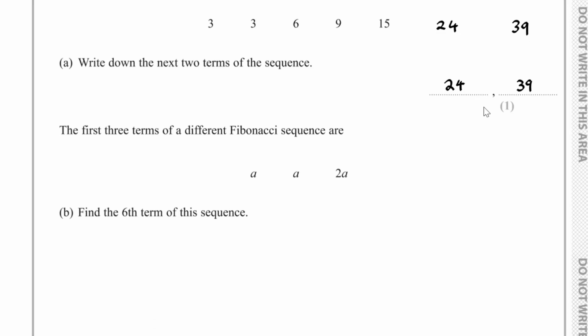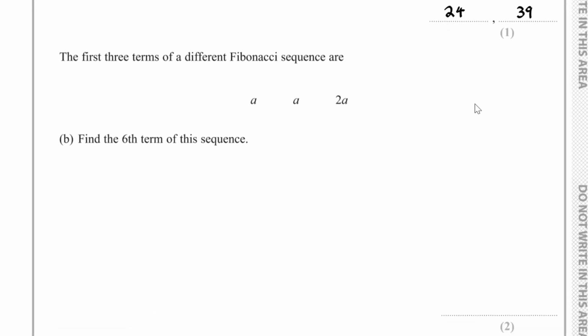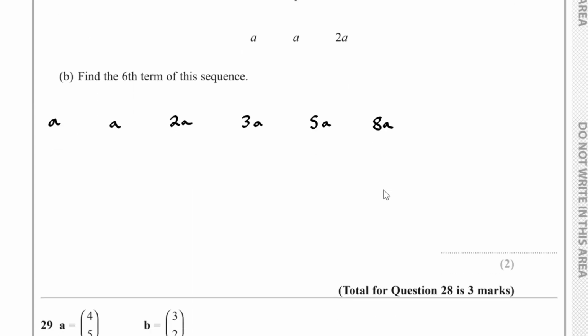The first 3 terms of a different Fibonacci sequence are A, A and 2A. We have to find the 6th term. Well, we've got our first term here. Second term is also A. Third term, A plus A, that's 2A. Next term, A plus 2A, that's 3A. Next term, 2A plus 3A, that's 5A. And term after that, 3A plus 5A, that's 8A. So therefore, we have over here 8A.